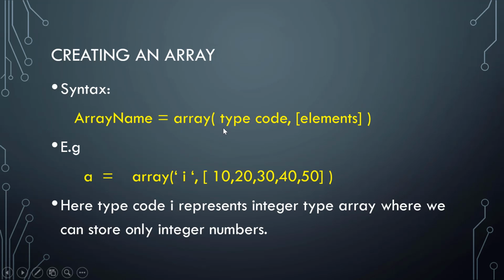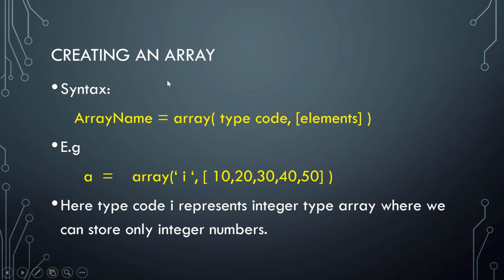Then the type code is I for integer. Within square brackets, I'm passing the elements, which is nothing but a list attached to the array itself. It contains 10, 20, 30, 40, and 50 separated by commas, just like a list or tuple. All the elements of an array should be separated with commas. Here I is the type code that represents an integer type array, where we can store only integer type elements. This point is important to remember.